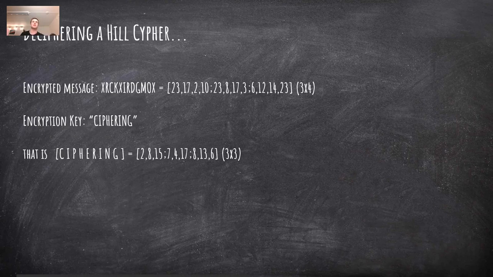Now we'll be talking about deciphering our own Hill cipher. As you see, the encrypted message above is stated, which will give us a matrix of 23, 17, 2, 10, 23, 8, 17, 3, 6, 12, 14, and 23. This is a 3x4 matrix. Our encryption key is a 3x3 matrix, which will be broken down into 2, 8, 15, 7, 8, 17, 8, 13, and 6.